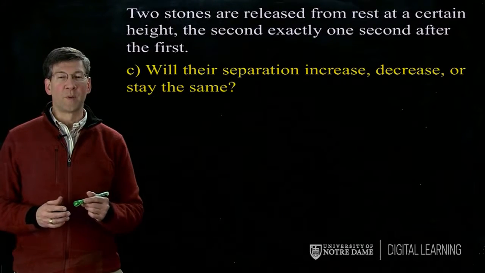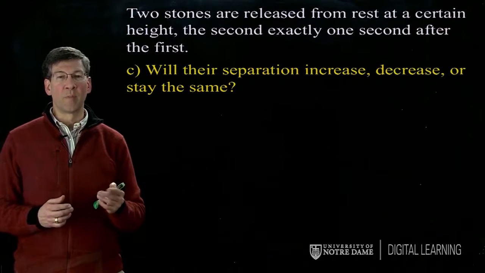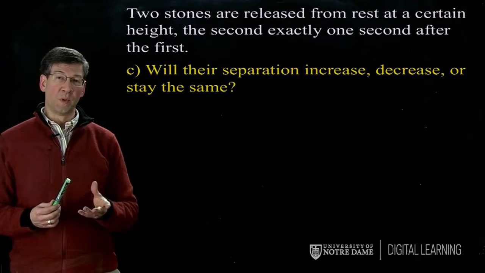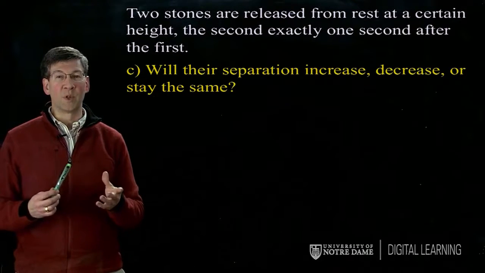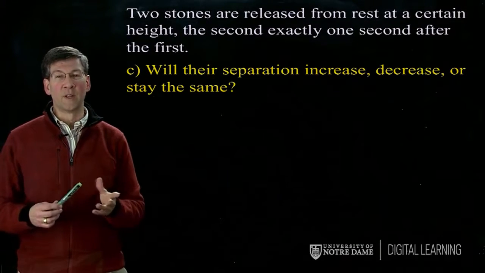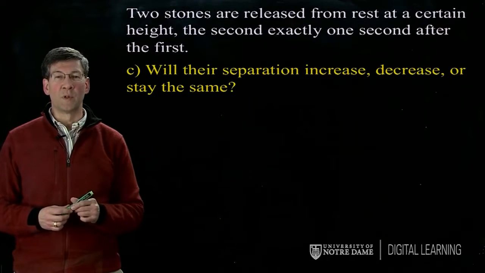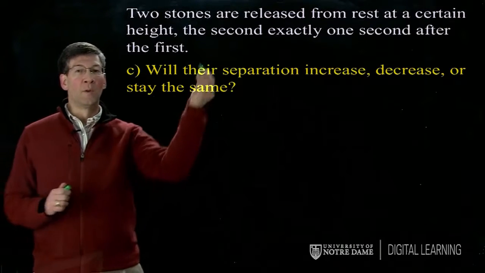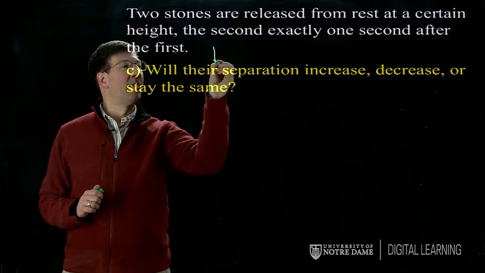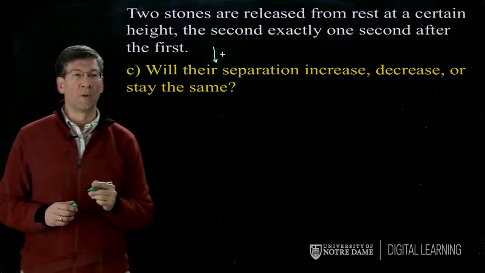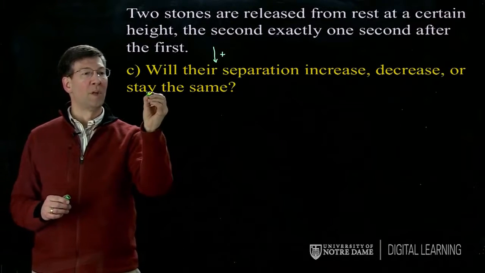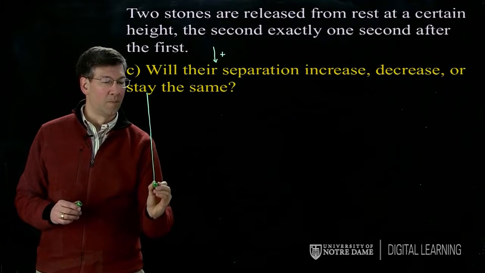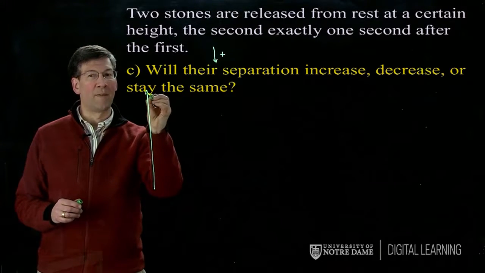OK, so the last part of this question asks, for the two stones, will the separation increase, decrease, or stay the same? So separation is position, and so we're going to draw a position versus time graph for constant acceleration and look at the relative motions of the two stones. So again, we're going to define the positive direction to be down so that we can have positively increasing values, and so it's just easier to draw that way. So I'm going to draw a velocity versus time graph here. Sorry, position versus time graph here.